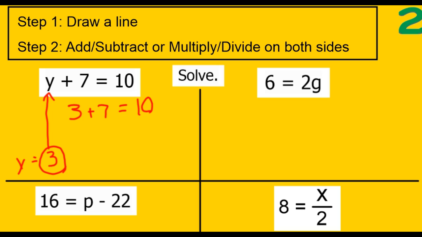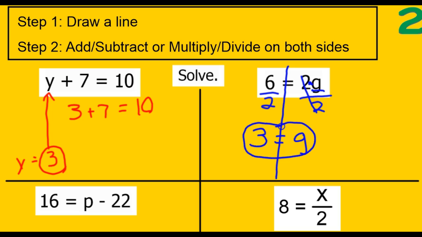Now over here, we have 6 equals 2g. So what I'm going to do first is draw a line right down the middle of our equal sign, because that is our balance line. Now I have 2g, so I'm trying to get g by itself. When the 2 and the g are touching, that means multiply. So I'm going to do the opposite of multiply, which is divide. What I do on one side, I have to do to the other to stay balanced. So I get g equals 6 divided by 2, which is 3. So g equals 3.